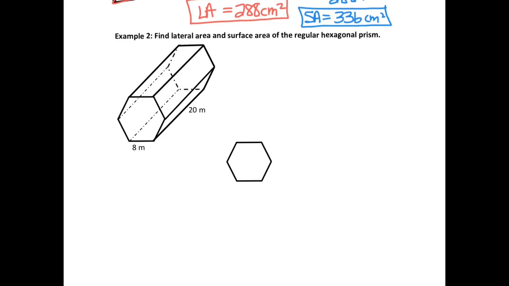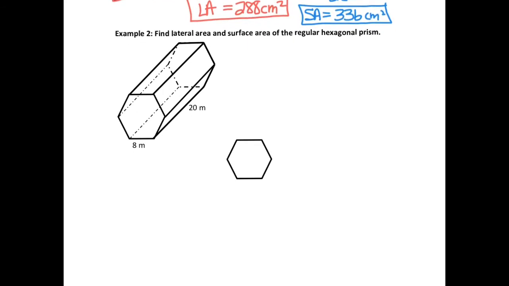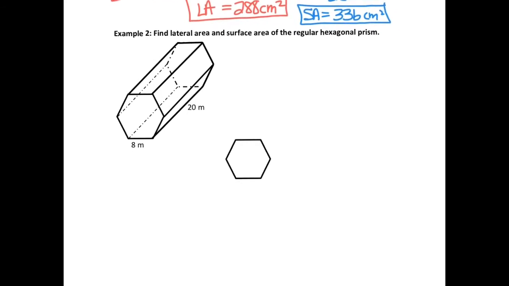So this next example is a hexagonal prism. It tells you that it's a regular hexagon, but it doesn't give you any information except that each side of my regular hexagon is 8 and the height of my prism is 20. So again, same method. I need to find the perimeter of the base and the area of the base. Then I can use that information to find the lateral area, and then the surface area.